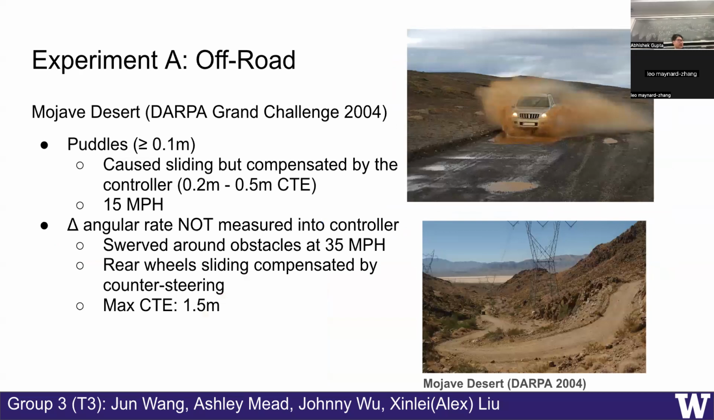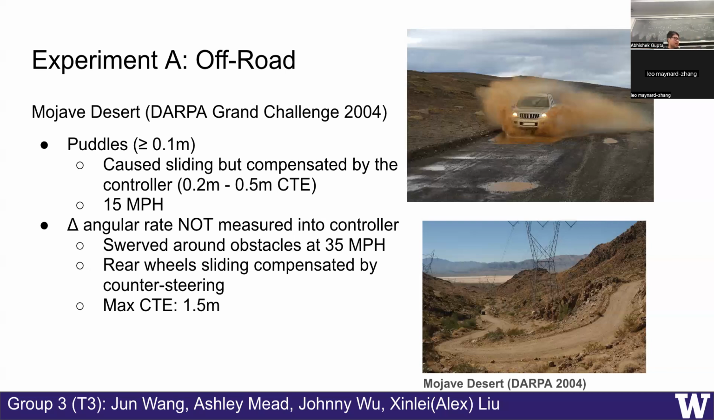Next up is, they also did it in, hopefully I don't butcher the name, the Mojave Desert, which is part of the DARPA Grand Challenge 2004, the same course. DARPA is the Defense Advanced Research Projects Agency, where the government funds this racetrack for teams to develop autonomous vehicles for military use.